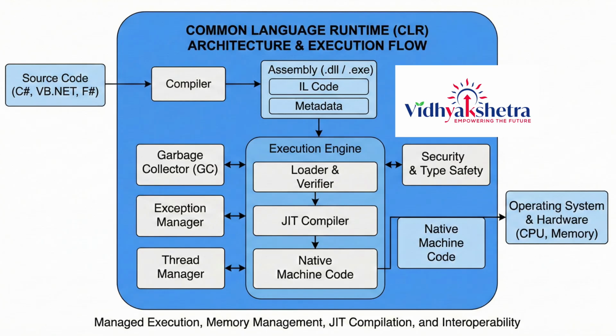In conclusion, CLR architecture is the backbone of the .NET ecosystem. It defines how code is compiled, loaded, executed, and managed. By providing essential runtime services such as garbage collection, JIT compilation, memory management, exception handling, and security, the CLR enables developers to build robust and high-performance applications. A strong understanding of CLR architecture gives developers deep insight into how .NET works internally and helps them write better, more efficient software.